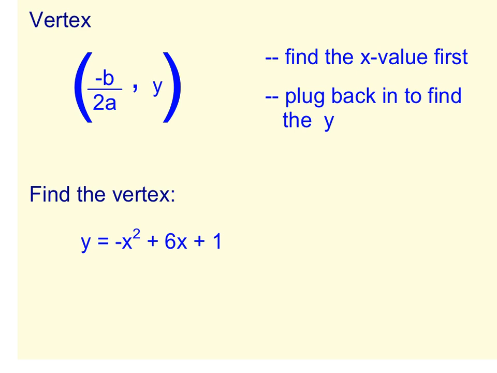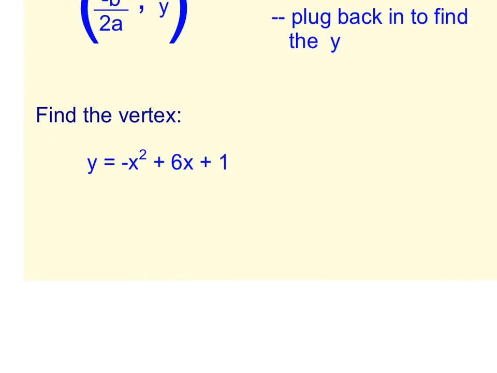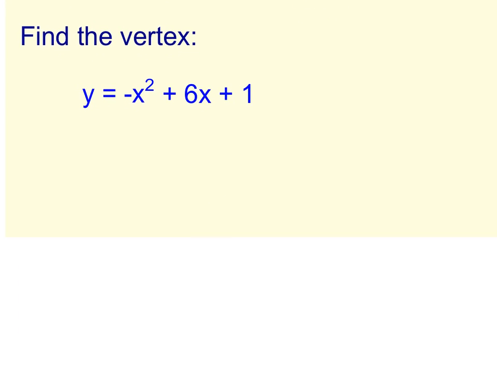So you can see over here we wrote find the x value first. So you're going to do your -b over 2a. And then you plug that back into your equation to find the y. So let's go ahead and find the vertex of this quadratic function. Again, our a is -1, our b is 6, and our c is 1. Starting with x equals -b over 2a.